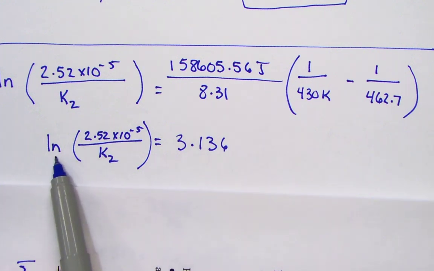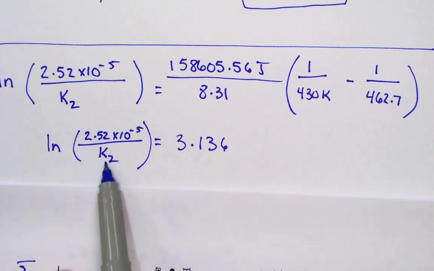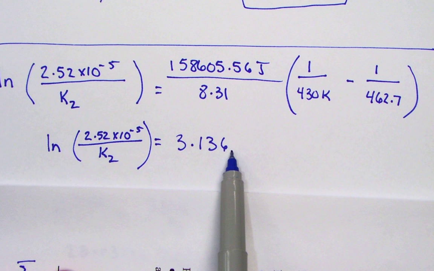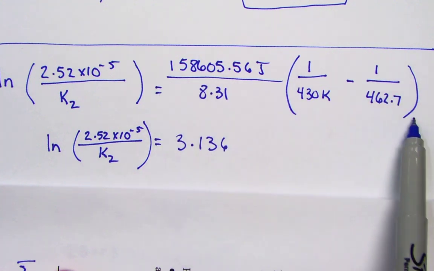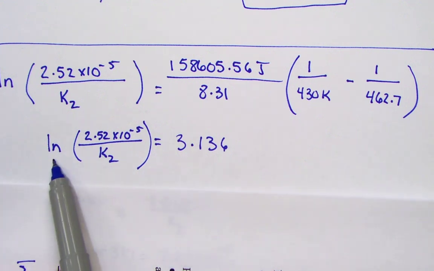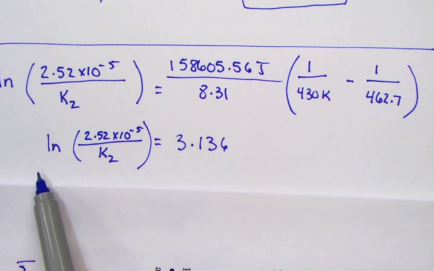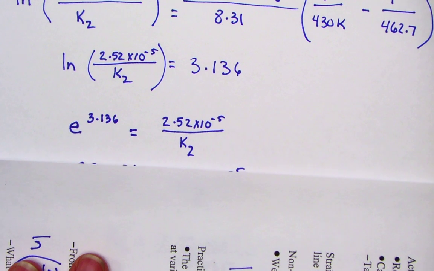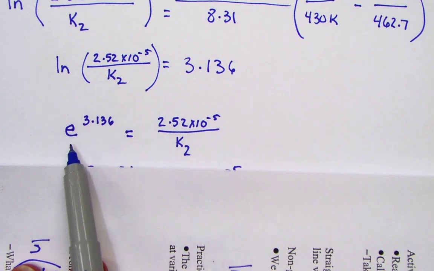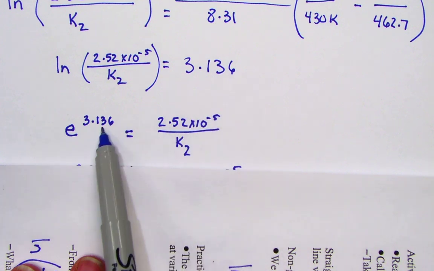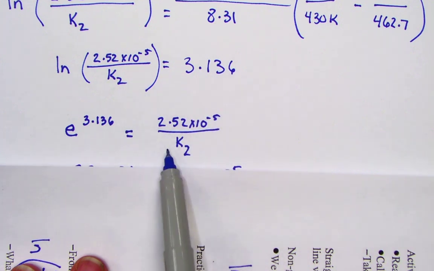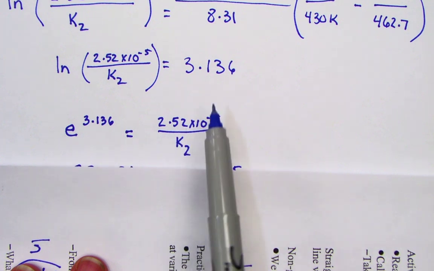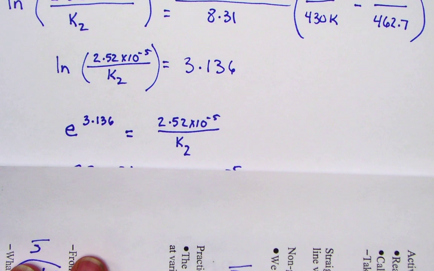So what we have on the left, the natural log of K1 over K2, is set equal to 3.136, the simplified answer from that math up above. That's just hitting it out on the calculator. To get rid of the natural log, we take the inverse natural log, which is Euler's number, that second function of ln. That's where you see the e sitting on your calculator. So e raised to the 3.136 equals what was left inside of the parentheses, 2.52 times 10 to the negative fifth, the value for K1 over K2.